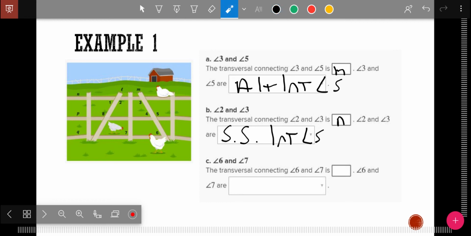6 and 7. 6 is right here. 7 is right there. So they're in between or sharing these, and they're both on Q. So 7 and 6. Inside to outside. Top left, corresponding on Q. So Q and corresponding angles.